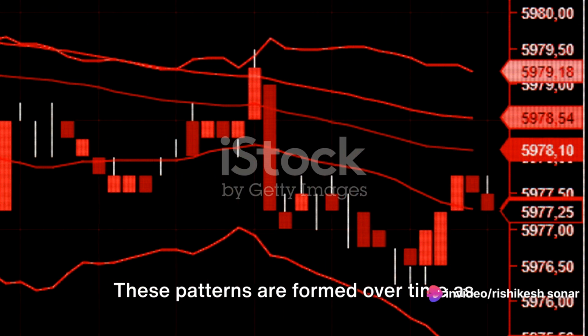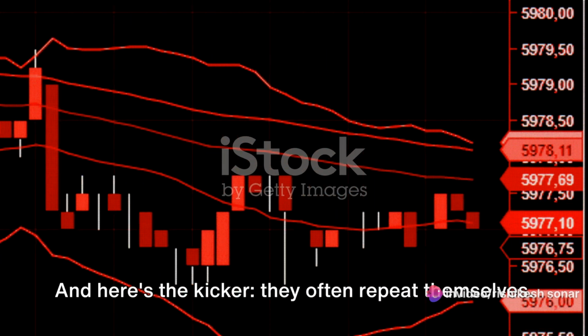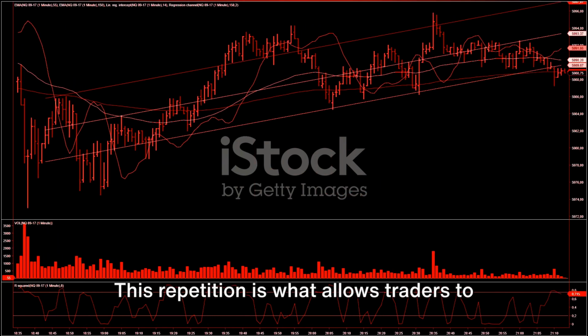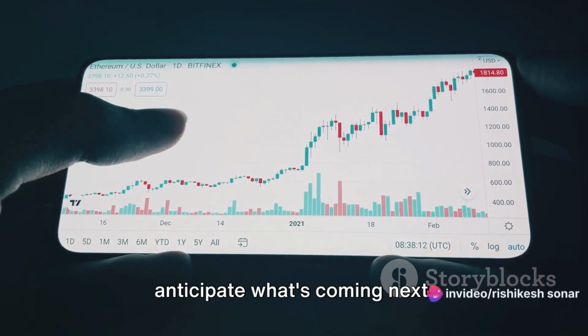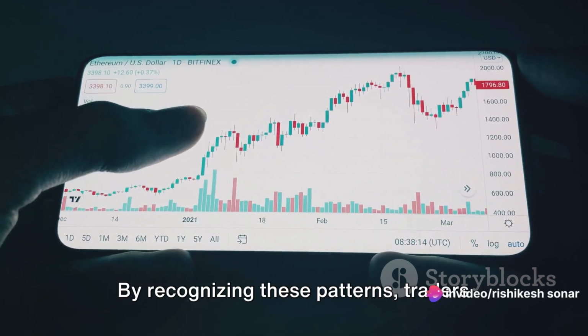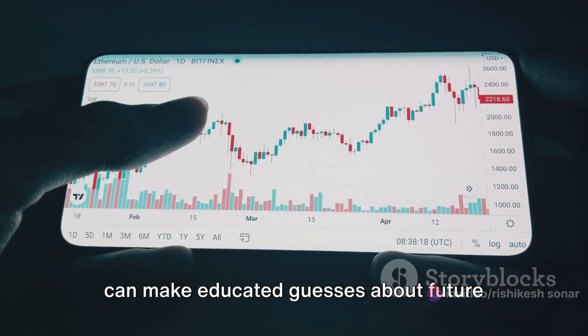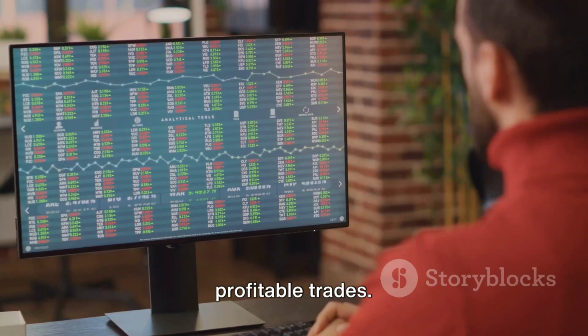These patterns are formed over time as the price of a stock rises and falls. And here's the kicker: they often repeat themselves. This repetition is what allows traders to anticipate what's coming next. By recognizing these patterns, traders can make educated guesses about future price movements, helping them make profitable trades.